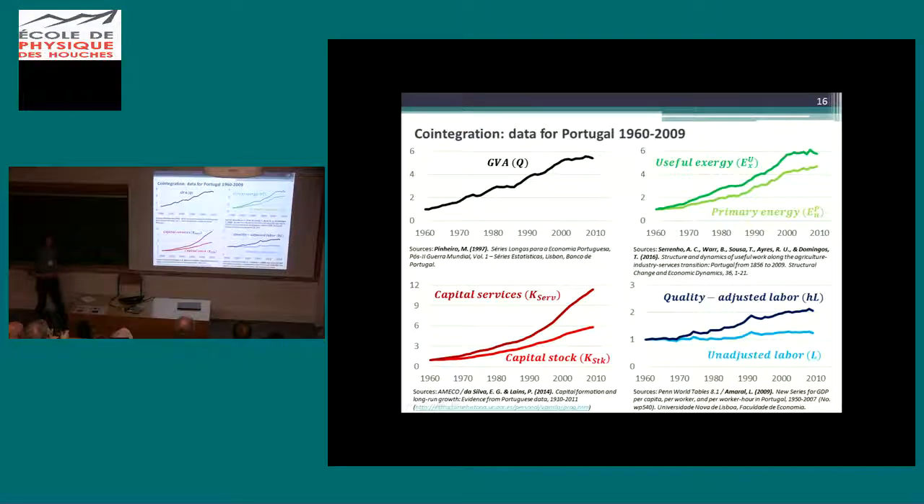So, the application to Portugal, this is the data we've used. Output is measured as gross value added. For each factor of production, we have two alternatives: a quantitative only measure and a quality adjusted measure. For capital, this means the monetary value of the stock of assets versus the services provided by these assets. For labor, it means total hours worked by engaged individuals versus taking into account a human capital index. And for energy, it means the primary energy supply versus our useful exergy metric.